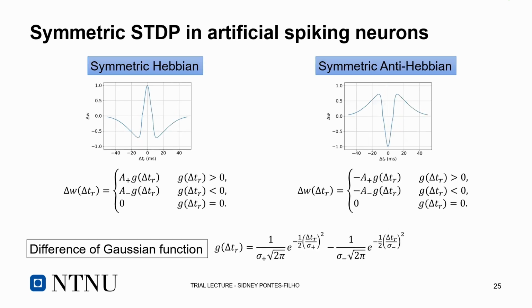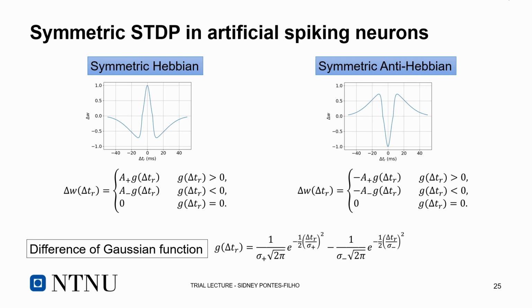So, to have symmetric STDP in artificial spiking neurons, instead of using exponentials on the positive and negative side, we use the difference of Gaussians. We take two Gaussians: for the positive side, a Gaussian with a smaller standard deviation, and we subtract a Gaussian with a higher standard deviation. Here at the bottom we have the difference of Gaussians function. We have the first Gaussian, where we define a sigma plus that is related to the width of that normal distribution, minus a Gaussian function with a standard deviation equal to sigma minus.